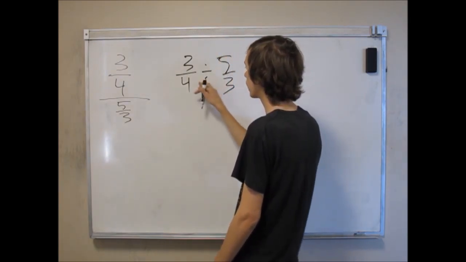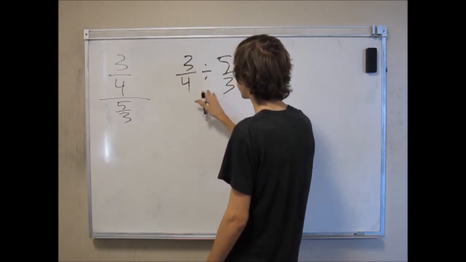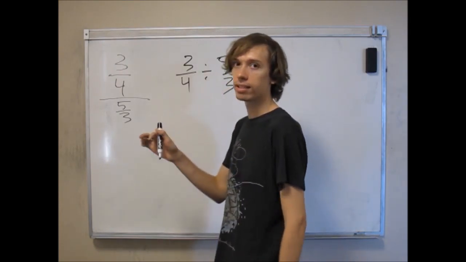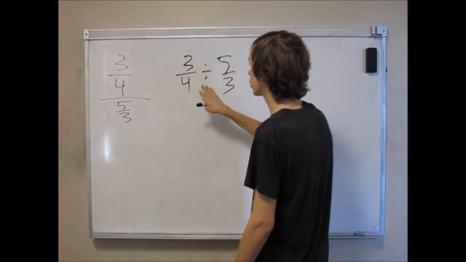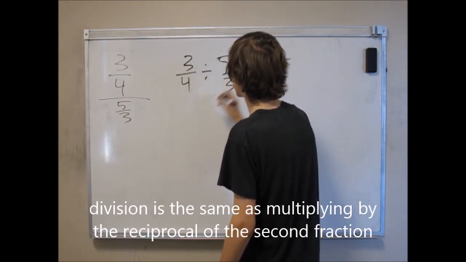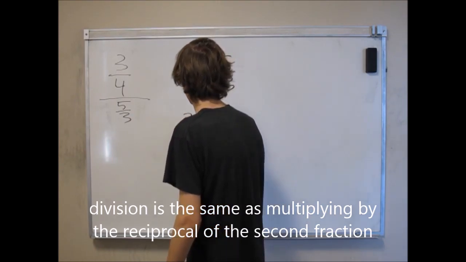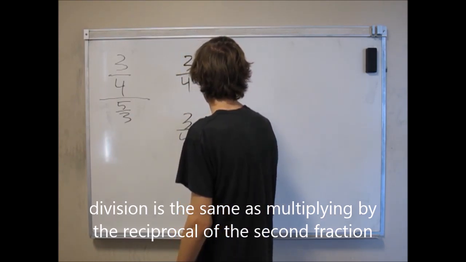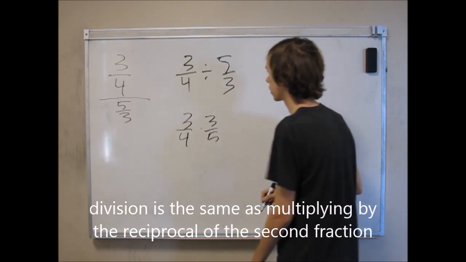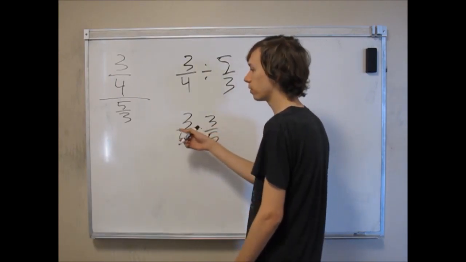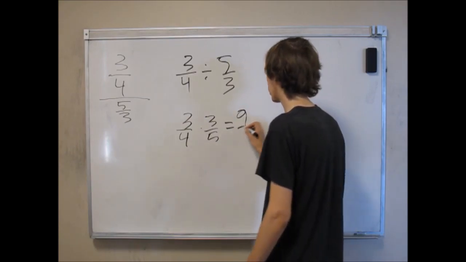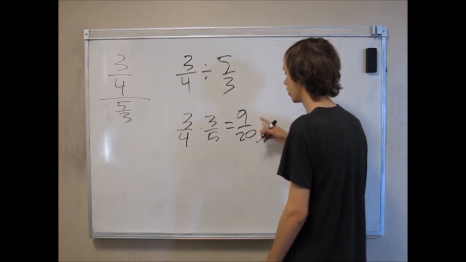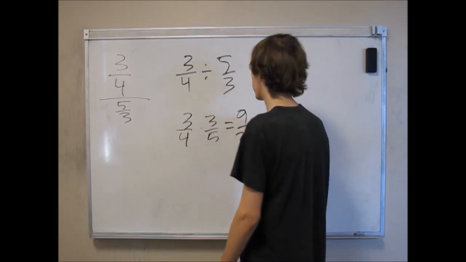And so when we have division like this, what you're going to end up doing is multiplying instead by the reciprocal of this fraction over here. So we're going to change this problem into this problem over here. 3 over 4 times 3 over 5. And this would give you 3 times 3 in the numerator, right? That's 9. 4 times 5 in the denominator, that's 20. And your answer would be 9 over 20. And you can't simplify this anymore.